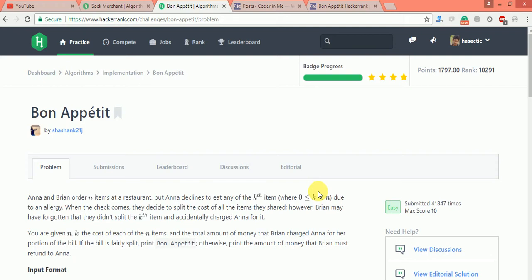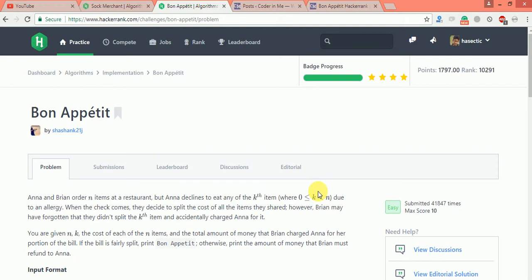So Bon Appetit is a problem from HackerRank, created by Shashank. Very good problem. Here, suppose there are two friends who always go to a restaurant. They want to eat something, they eat many things, but one person, Anna, always declines any food because she has an allergy.